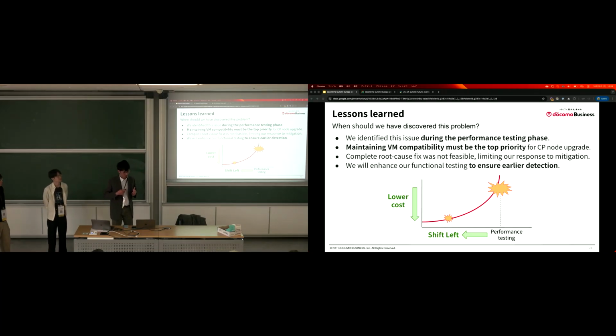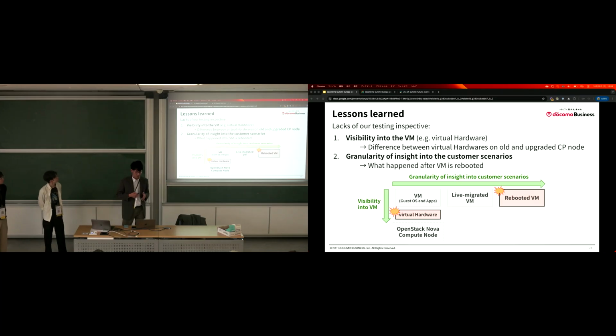This clearly demonstrates the need for a shift-left approach in software testing. By moving problem discovery earlier, like this, or to the left on the development timeline, we can address issues at a much lower cost.